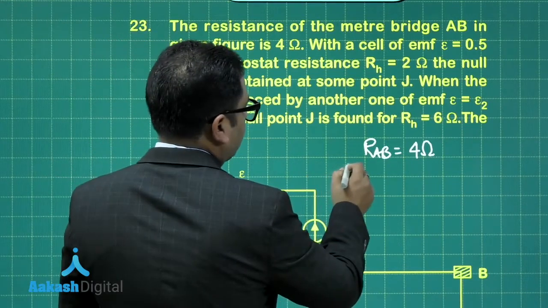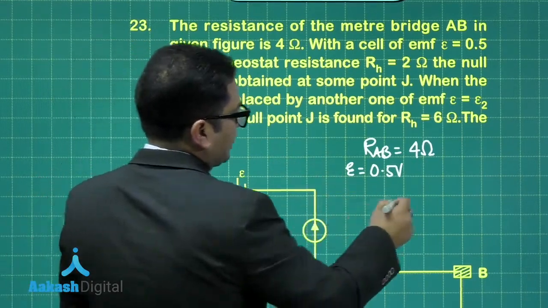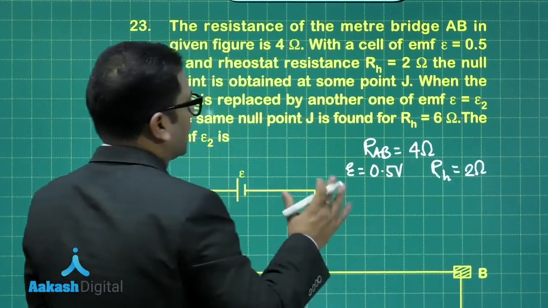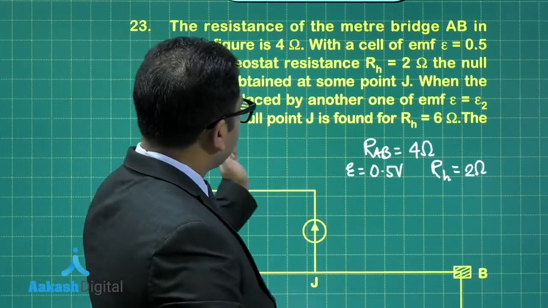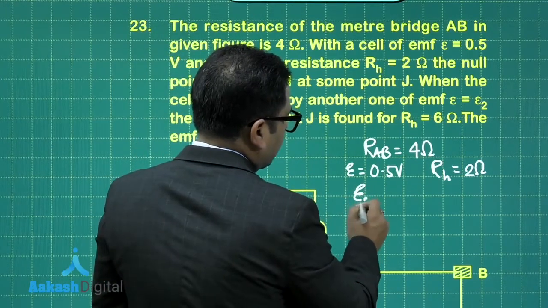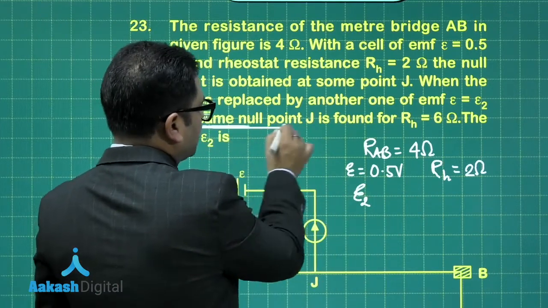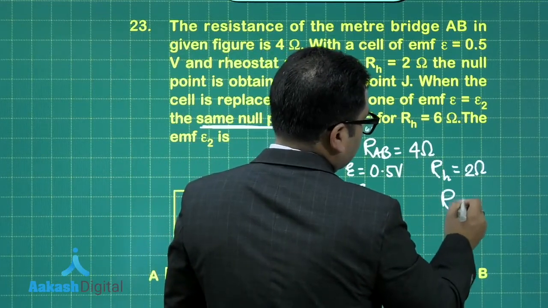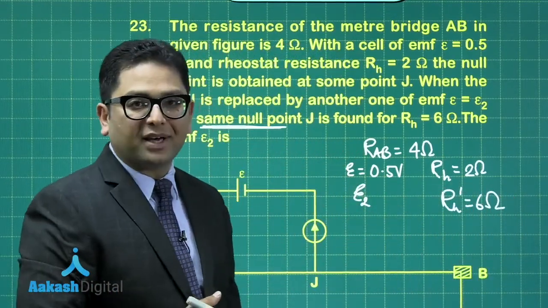So here, when EMF is 0.5 volt, it's given, and a rheostat, let me show it in the figure, of 2 ohm. The null point is obtained at some point J. When this cell is replaced by another one of EMF E2, so next time E has been replaced by E2, the same null point, notice the word, same null point J is found for RH equals 6 ohm. On the basis of this data, we need to calculate EMF E2.